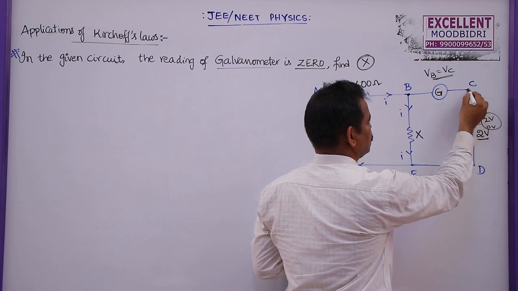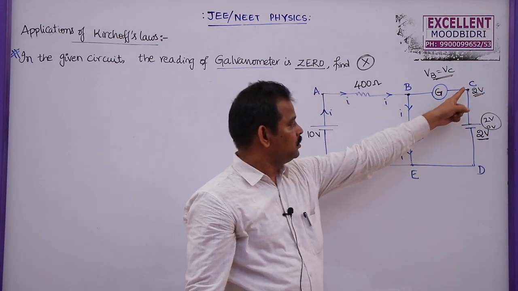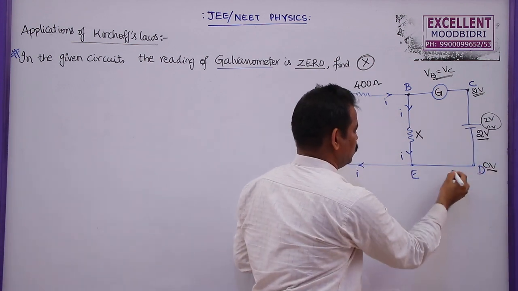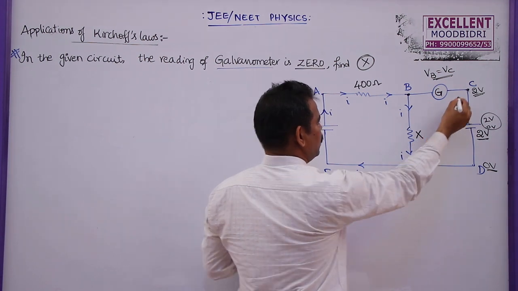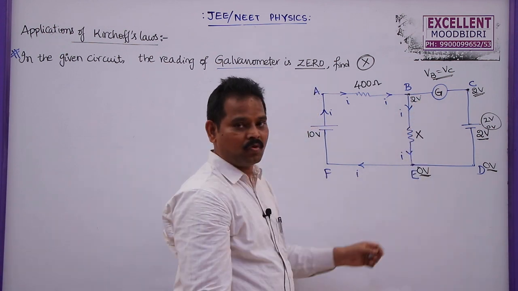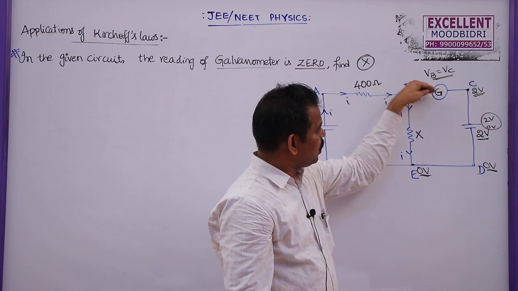As there are no resistors here, this is the 2 volts. The potential at point C is 2 volts. The potential at point D should be 0 volts. Even at point E this is 0 volts. If it is 2 volts, it must be 2 volts. I think you got the picture here. If these two are at the same potential, no current will flow.